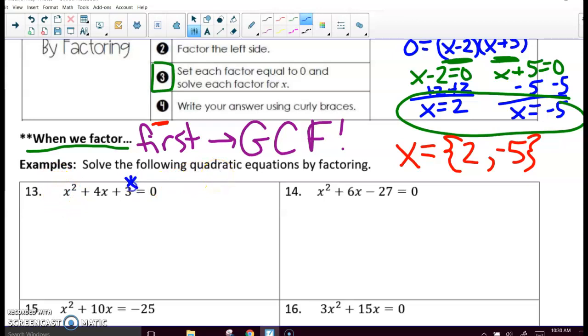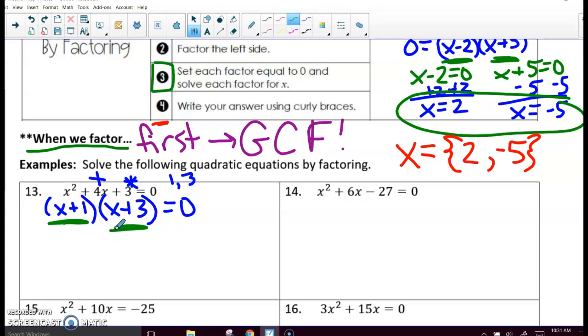So what do I multiply together to get positive 3 that adds to positive 4? Well, my only factors of 3 are 1 and 3, and they're both going to be positive. So x plus 1 times x plus 3 equals 0. So my two factors are x plus 1 and x plus 3. Step 3 tells me to set each of those equal to 0 and solve.